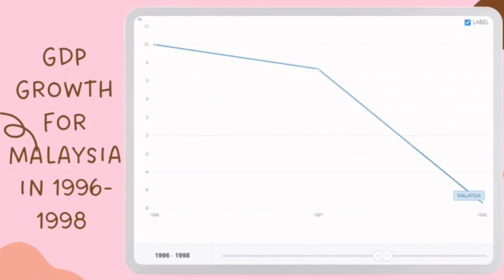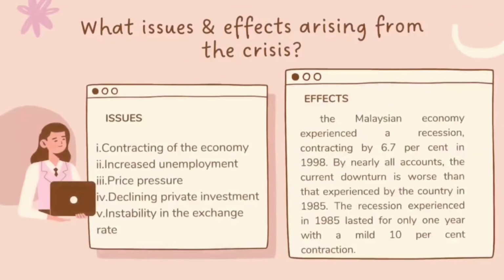This graph is GDP growth for Malaysia in 1996 until 1998. It goes down to the negative, and as I mentioned before, this recession is the worst economic crisis Malaysia has ever faced until now. So what issues and effects come because of this recession? We have several issues, which are: first, contracting of the economy; second, increased unemployment; third, price pressure; fourth, declining private investment; fifth, instability in the exchange rate, and many more.